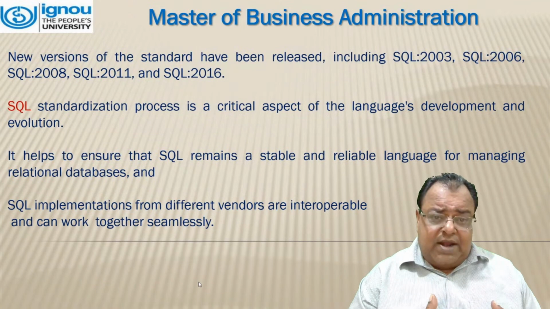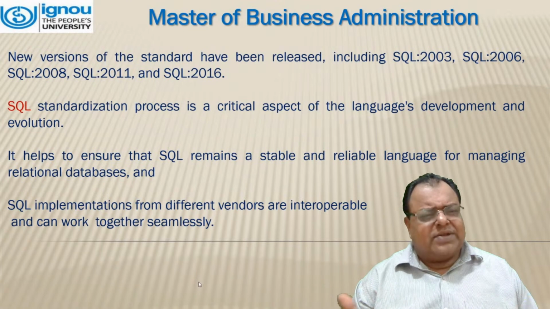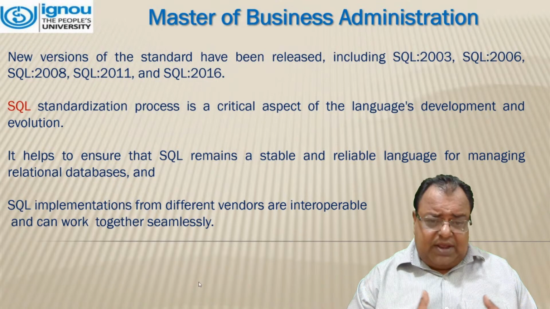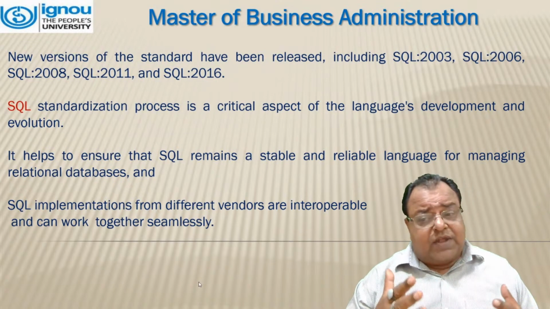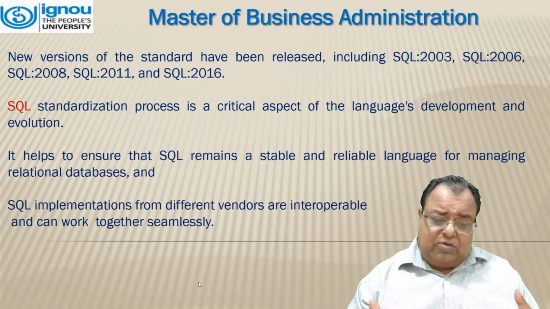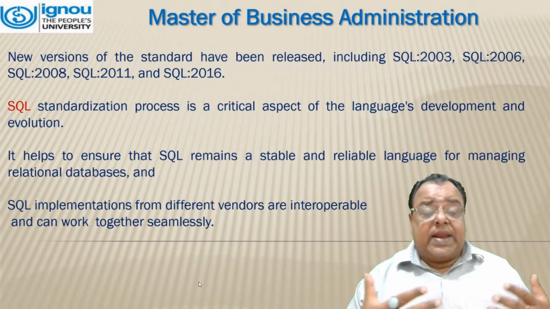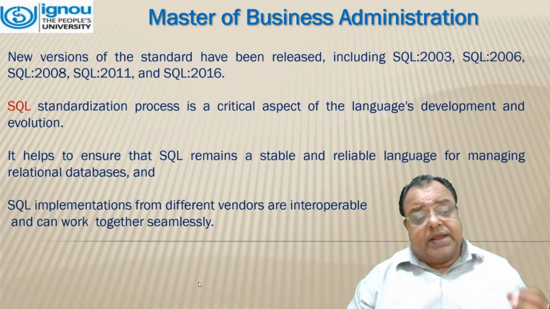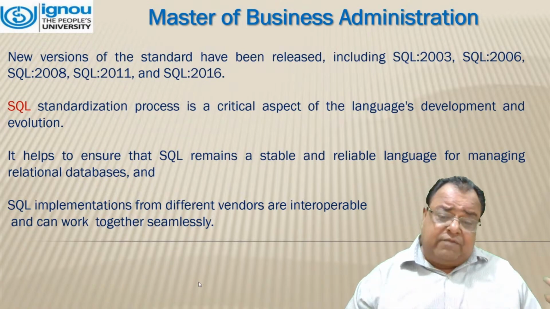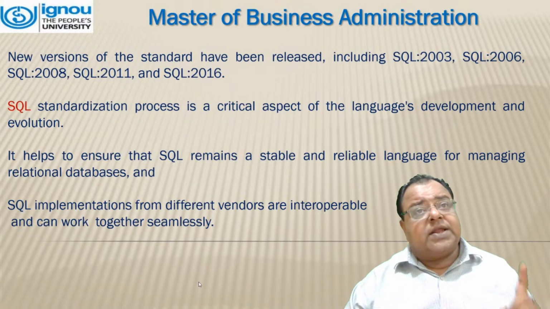New versions of the standard have been released, including SQL 2003, 2006, 2008 till 2016. The SQL standardization process is a critical aspect of the language's development and evolution. It helps to ensure that SQL remains a stable and reliable language for managing relational databases, and that SQL implementations from different vendors are interoperable and can work together seamlessly.